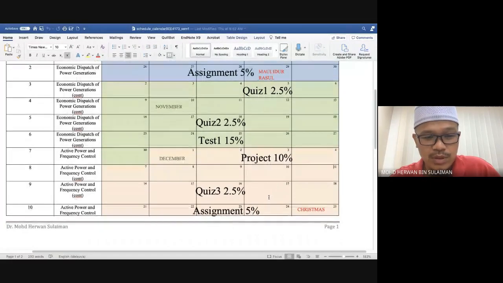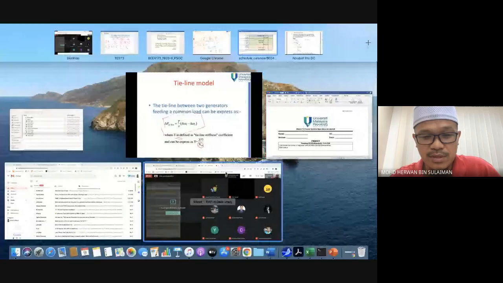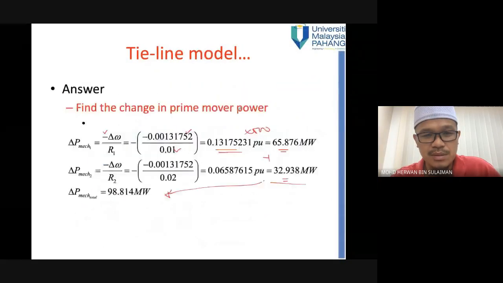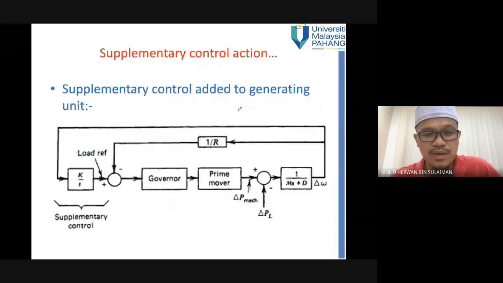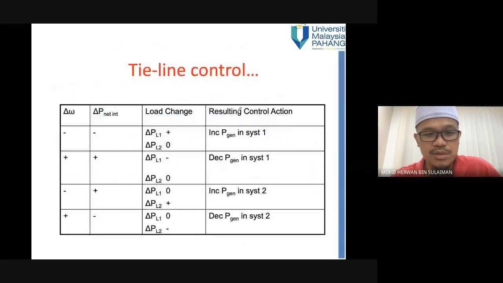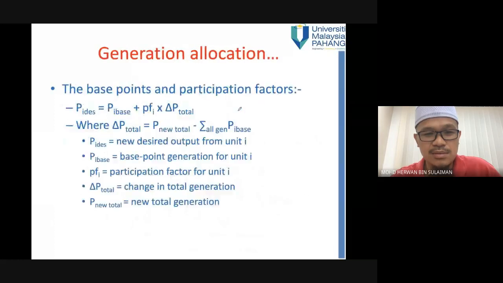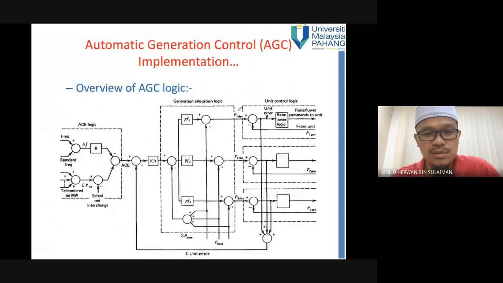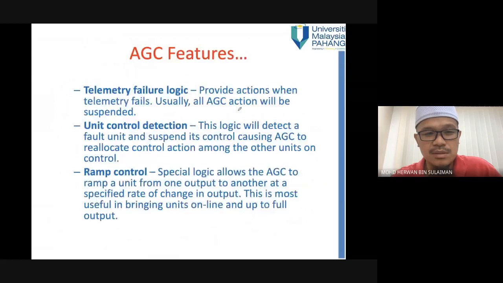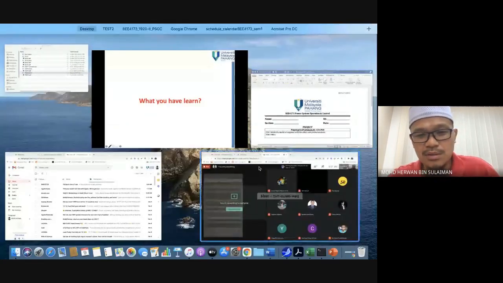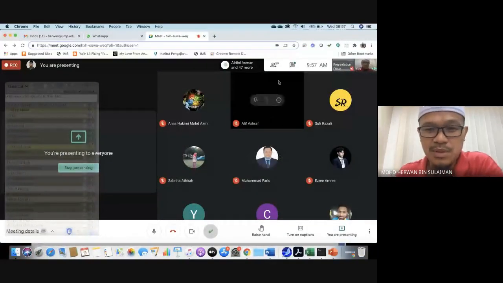So I think we have finished the active power control. Like I said previously, the rest I will not cover, meaning it will not be included in the final exam or any test. It's just my notes. I prepared more than supposed to, lebih daripada apa yang perlu belajar lah.